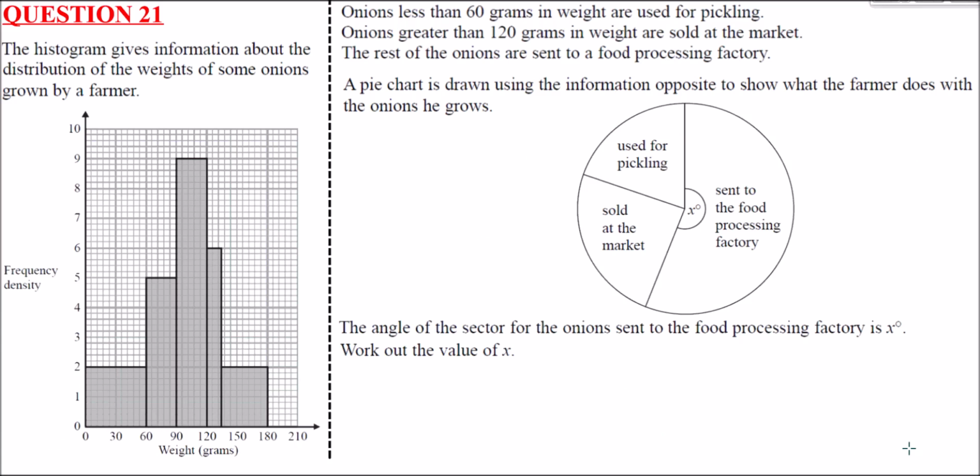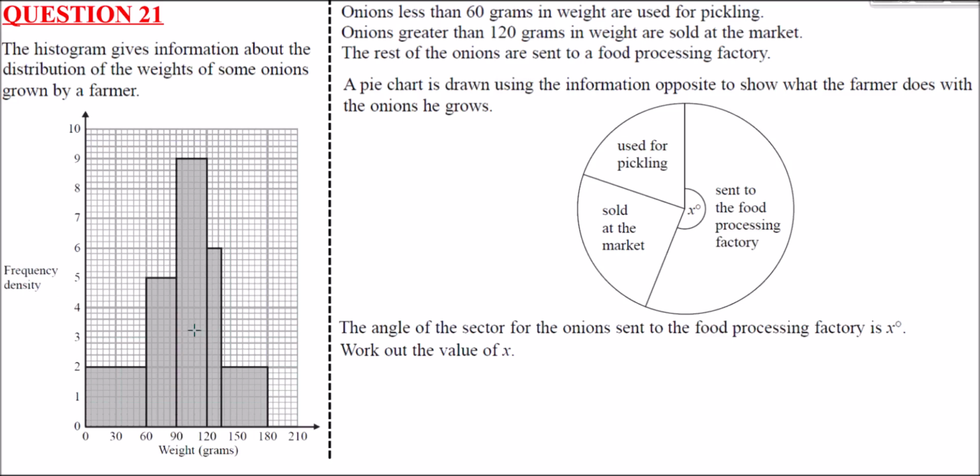Question 21, we've got this histogram, giving information about the distribution of the weights of some onions grown by a farmer. So onions less than 60 grams in weight are used for pickling. Onions greater than 120 grams in weight are sold at the market. The rest of the onions are sent to a food processing factory. We've got a pie chart which shows the proportions of how these onions are used. We need to work out the proportion, in terms of this angle, of onions sent to the food processing factory. Work out the value of x. Well, the main thing to notice here, we have a histogram, which always relates to frequency density.